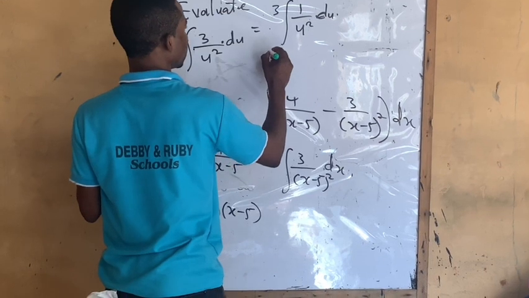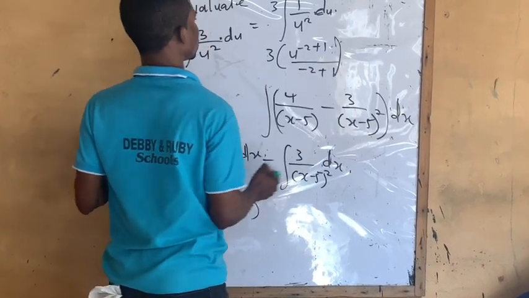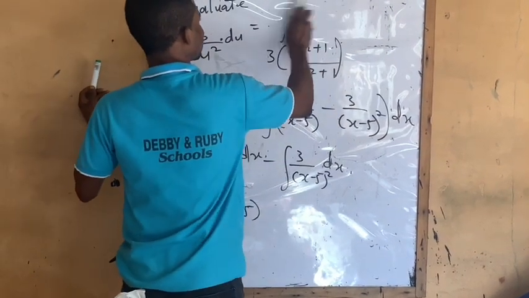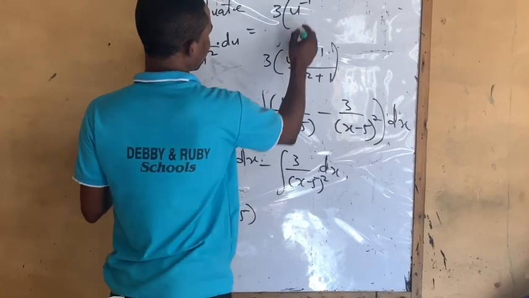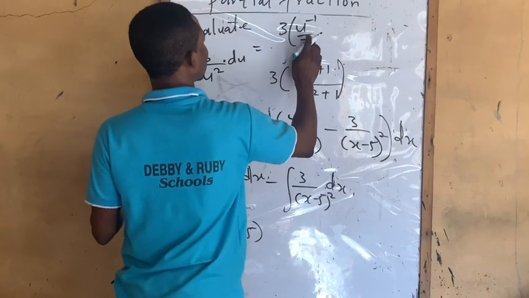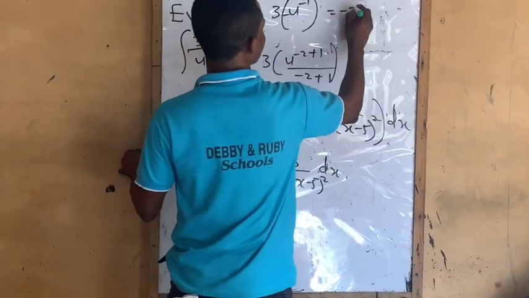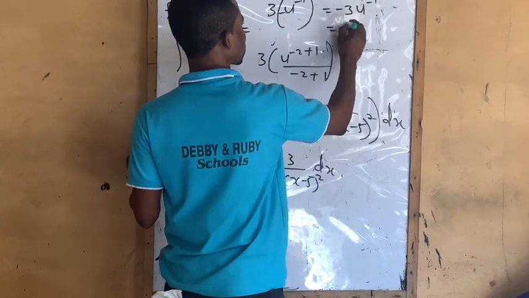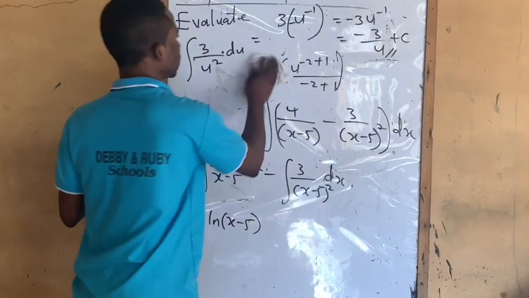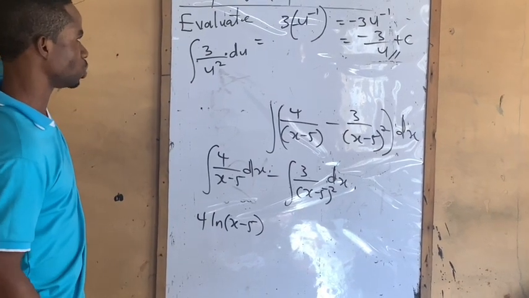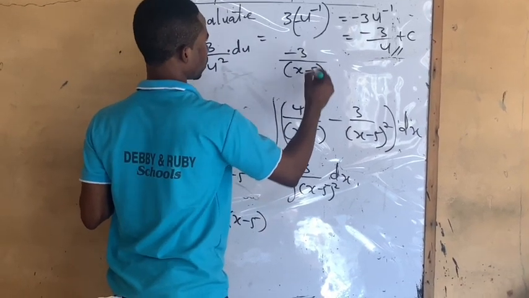So what is the integration of this? That is 3, bring it up, u raised to power minus 2, so 3 into bracket u raised to minus 2 plus 1, that is minus 1, all over minus 2 plus 1, which is minus 1. So definitely we are going to have minus 3 u raised to the power minus 1, which, according to the law of indices, is minus 3 all over u plus c. After all, we will now substitute back the u: minus 3 all over x minus 5 plus c.